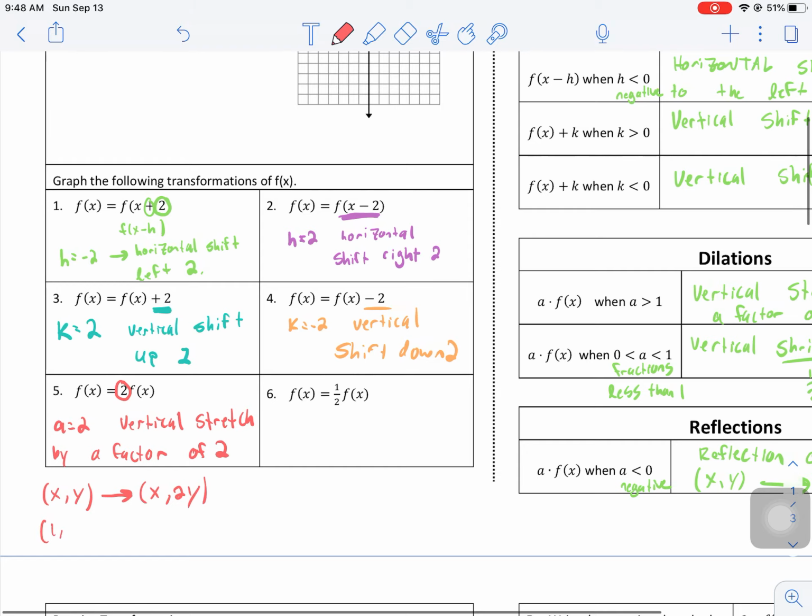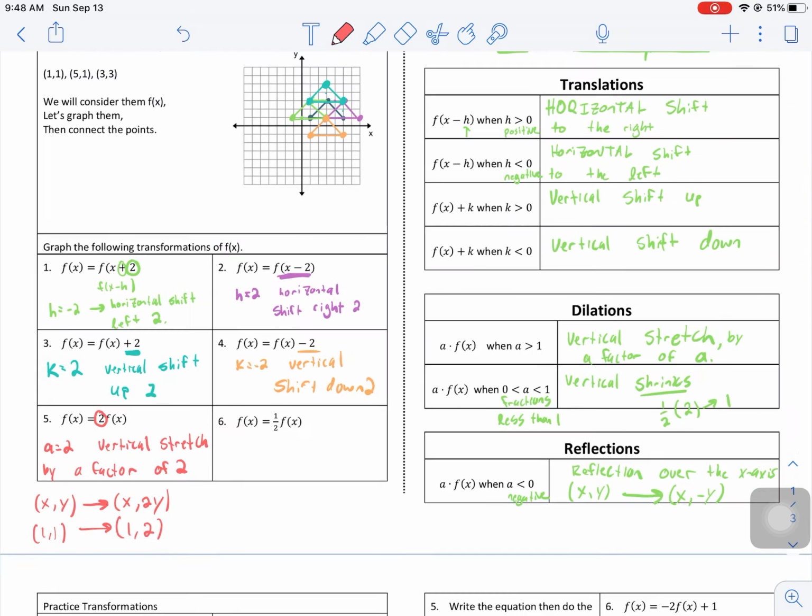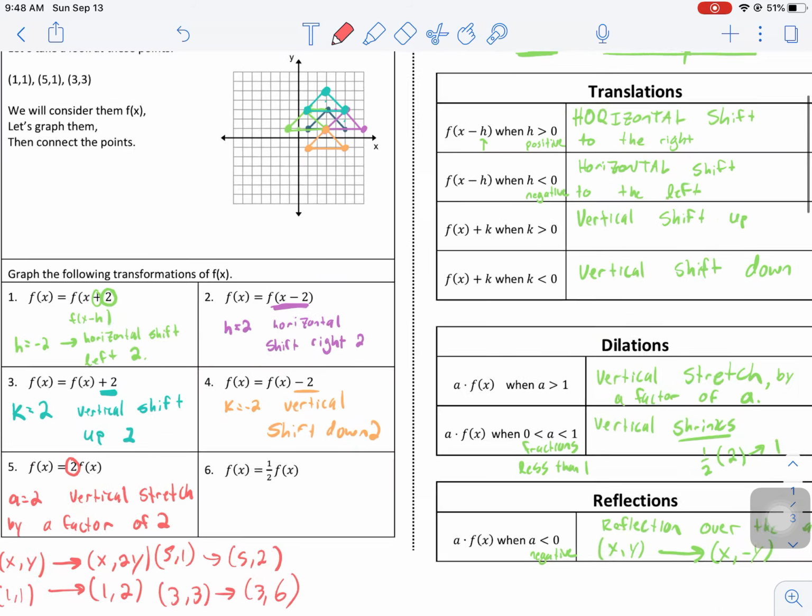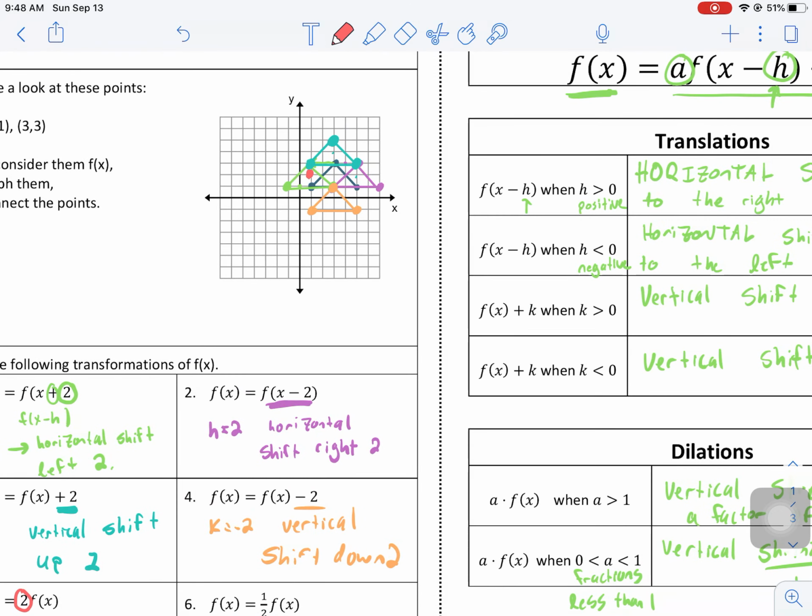So in this case, our first point that we have is 1 comma 1. Well, then we're going to insert it into this, and it's going to become 1 comma 2. The next point that we have is 5 comma 1. That one would become 5 comma 2. And then our last one is 3 comma 3. That one would become 3 comma 6 if we multiplied the y value by 2. So then let's graph that point. We have 1, 2, we have 5 up 2, and then we have 6. So 3 up 6, so 1, 2, 3, 4, 5, 6 puts us here.